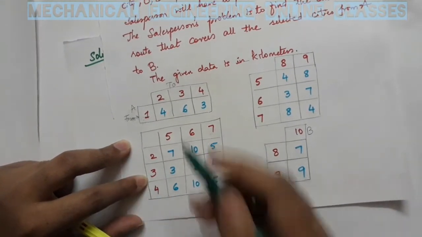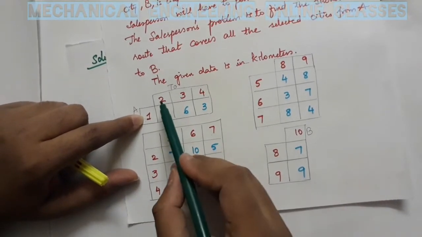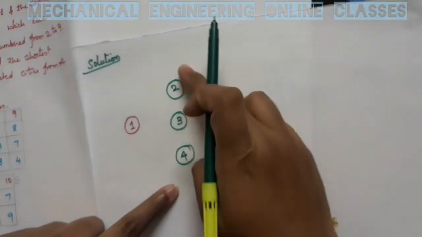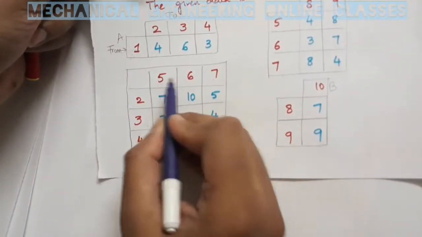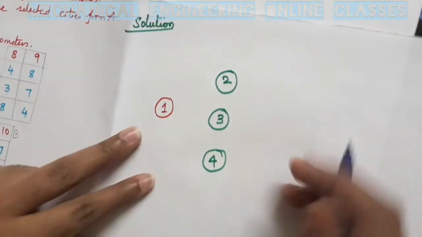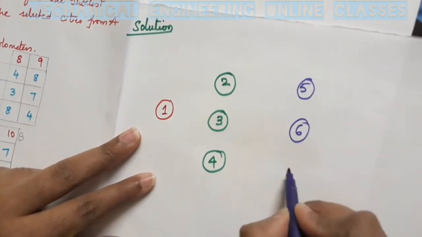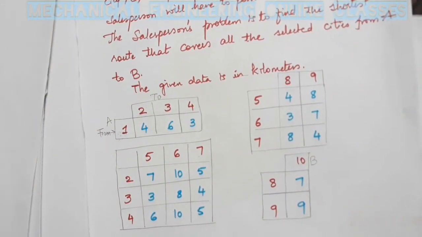So at every stage, the first stage is I am at 1, the next stage is I am at either 2 or 3 or 4. So this is the second stage, and then from this stage I have to go to this stage, 5, 6 or 7. So I am writing 5, 6 and 7. Now once I am at either 5 or 6 or 7, I must be going to 8 or 9.